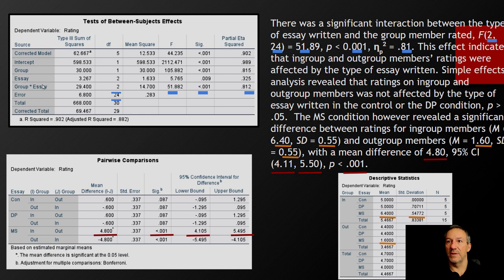The interaction: group times SA, with 2 and 24 degrees of freedom, an F statistic of 51, p less than 0.001, and an eta squared of 0.81. Huge. So we'd report that. Then we would want to go see where that simple effect is.